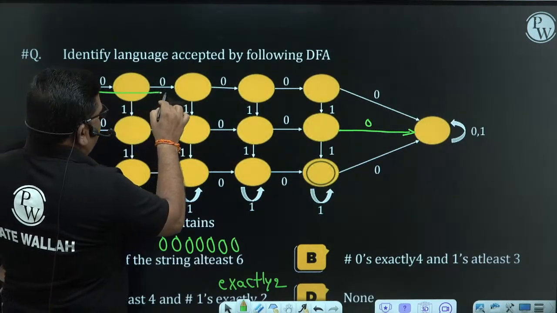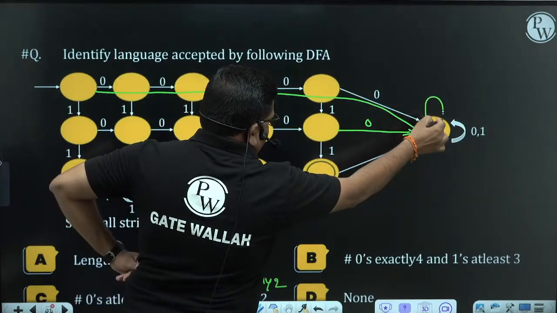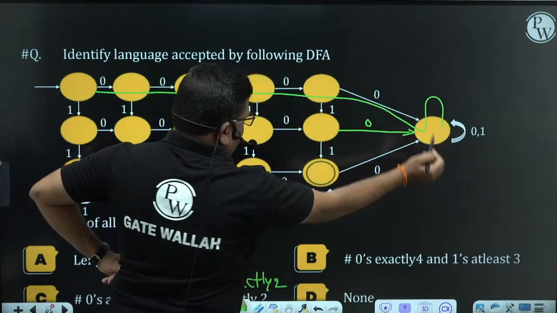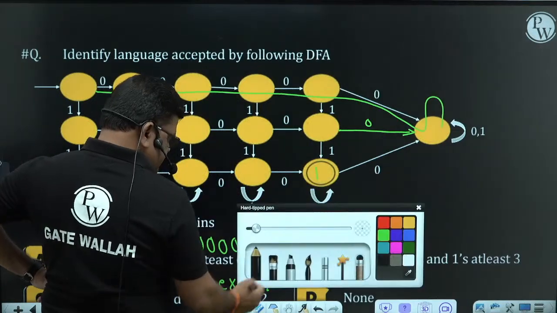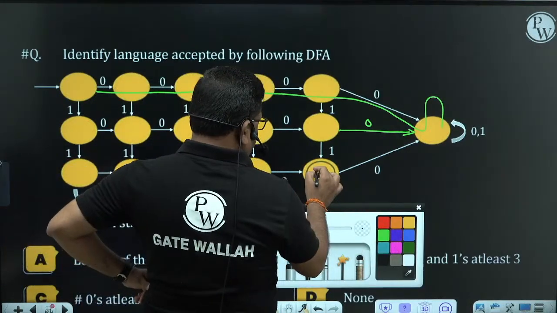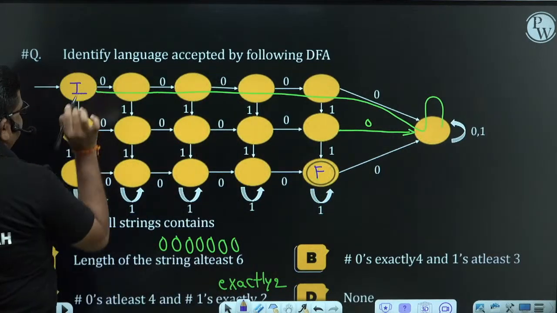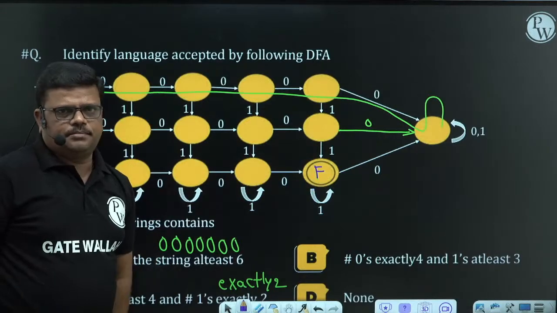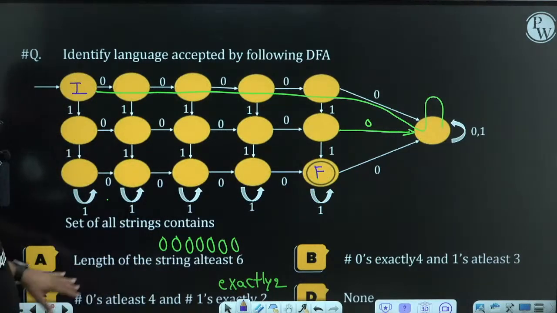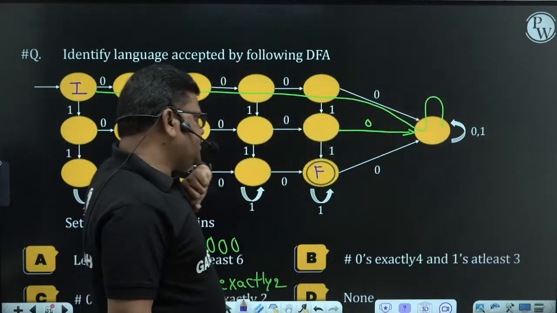7 zeros: 1, 2, 3, 4, 5, 6, 7. The last one is non-final. Here we have only one final state. This is the final state of this automata, and this is the initial state. If any string reaches the final state, only then is it accepted. But here, with 7 zeros, the automata falls into a non-final state, so 7 zeros is rejected.